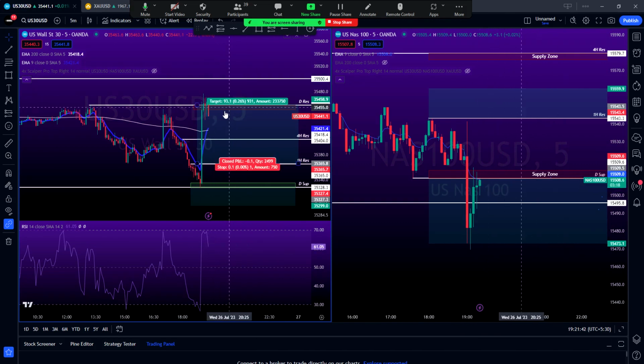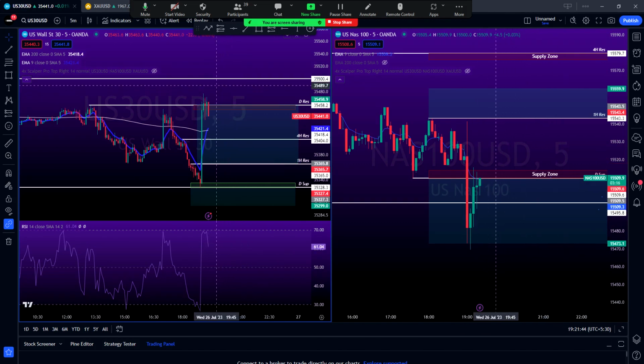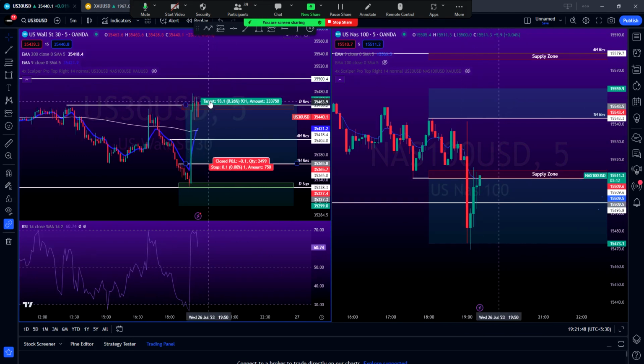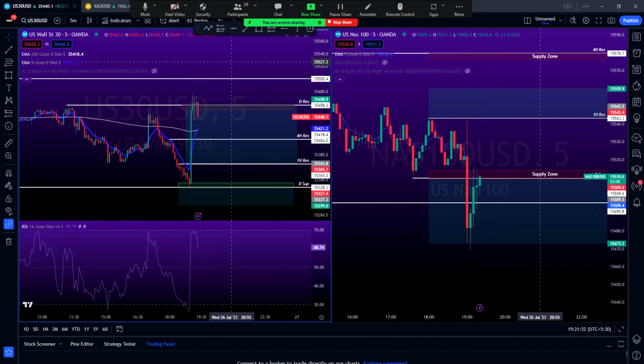Does that mean that we can't go bullish? Absolutely not, right? But when will we consider longing this market? When we happen to break out of the 500. I hope that makes sense.